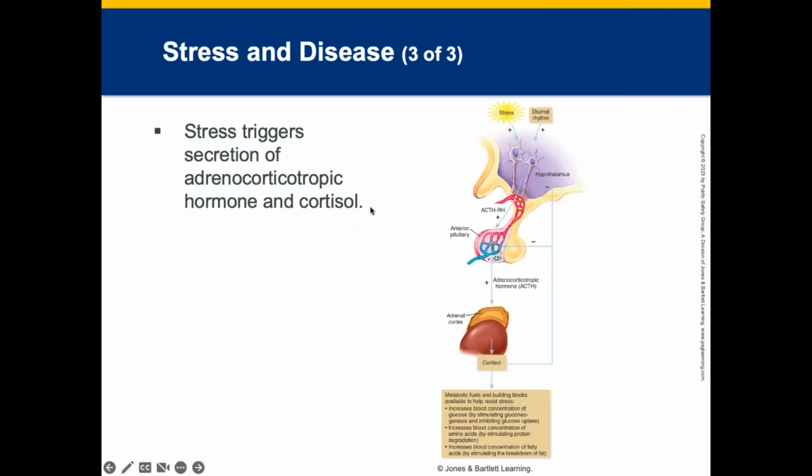All right, so almost done. 2 more to go. This shows how the stress triggers secretion of the adrenocorticotropic hormone, which results in cortisol secretion.